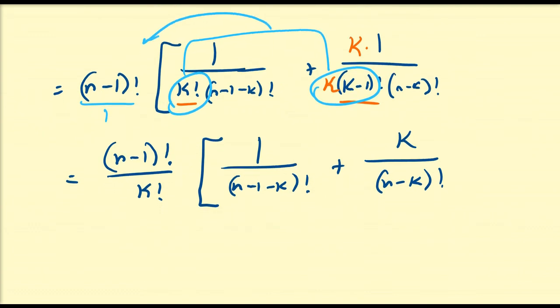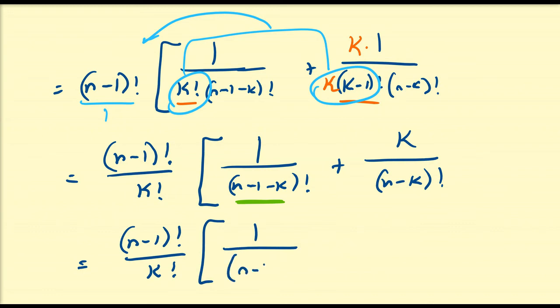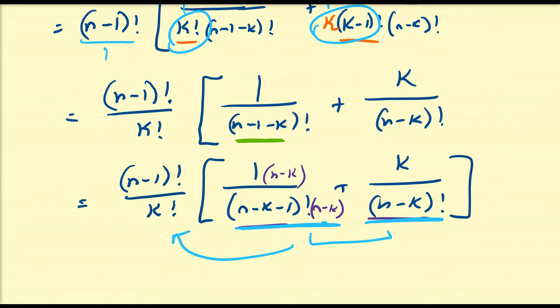Alright, so I'm going to rearrange this expression just a little bit so the next thing appears a little more clear. So this is the same as writing 1 over n minus k minus 1 factorial plus k over n minus k factorial. So notice that these are the same, except this is shifted down by 1. So what I can do is multiply top and bottom by n minus k. And now this is n minus k factorial, and that is the same, so I can factor it out of the bottom.